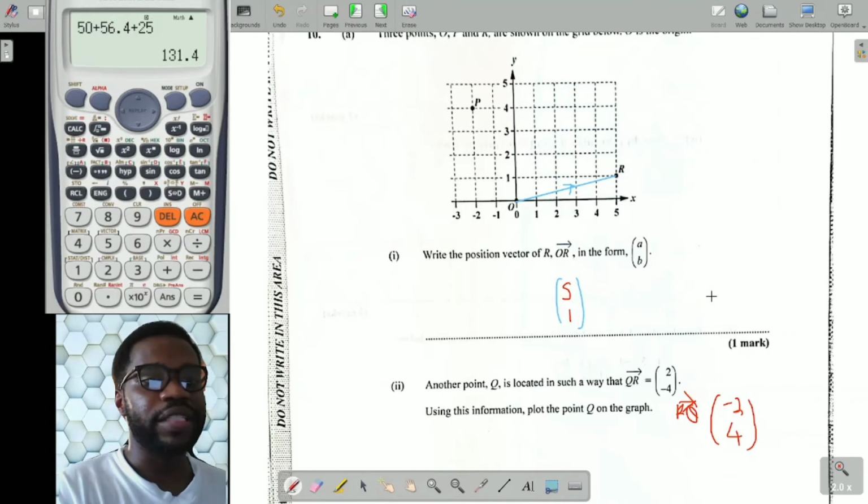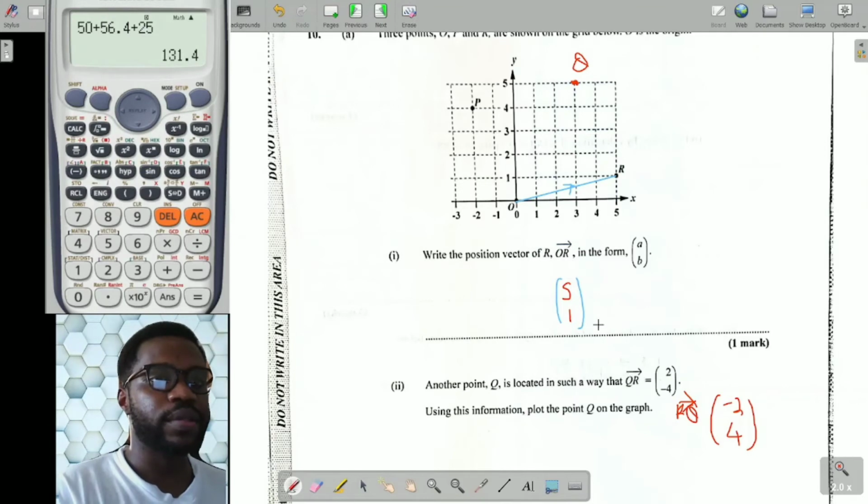So now, what does negative 2 mean? Negative 2 means 2 to the left from R. So 1, 2, and then 4 means you go 4 up. 1, 2, 3, 4. Right here. So here's where Q is going to be.